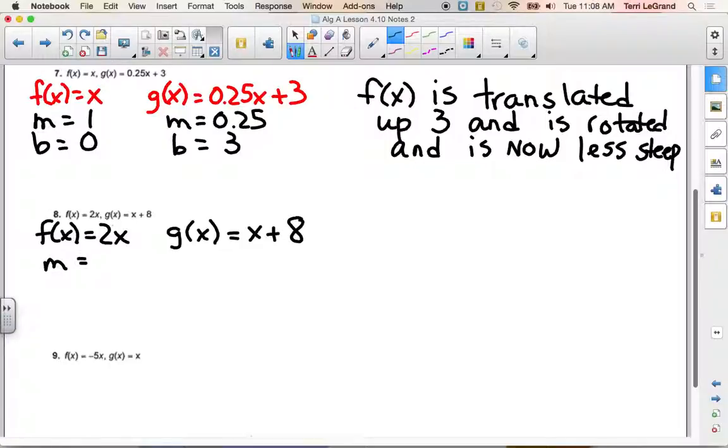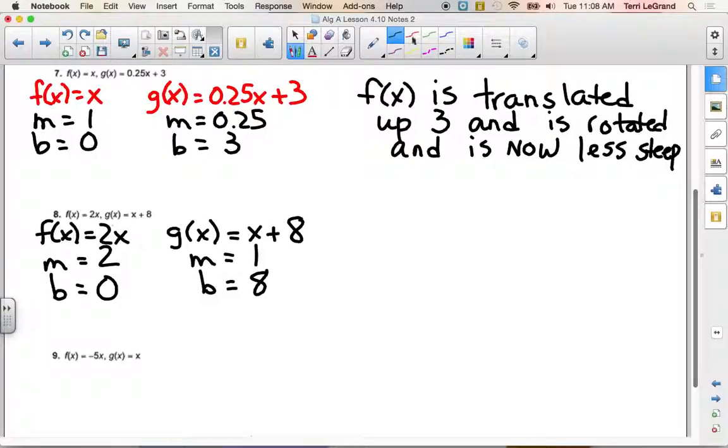M equals, B equals, what's our f of x, m this time? 2, not 1 this time, because this isn't the paired function. What's its y-intercept? 0. Okay. What's the slope of g of x? 1. And its y-intercept is 8. Okay.